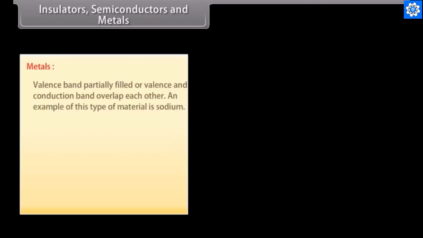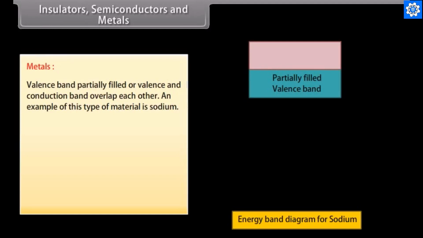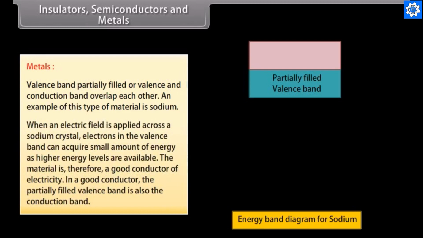Metals. Valence band partially filled or valence and conduction band overlap each other. An example of this type of material is sodium. When an electric field is applied across a sodium crystal, electrons in the valence band can acquire small amount of energy as higher energy levels are available. The material is, therefore, a good conductor of electricity. In a good conductor, the partially filled valence band is also the conduction band.